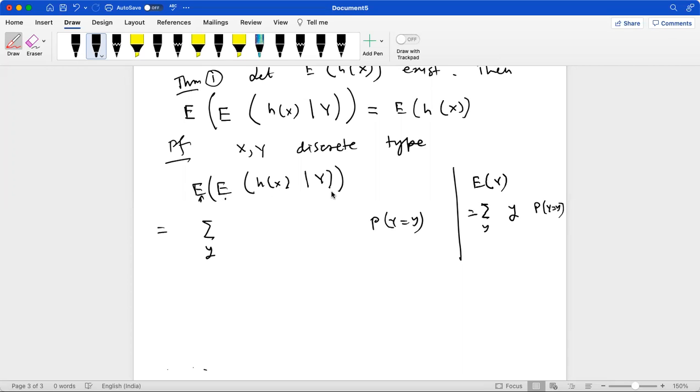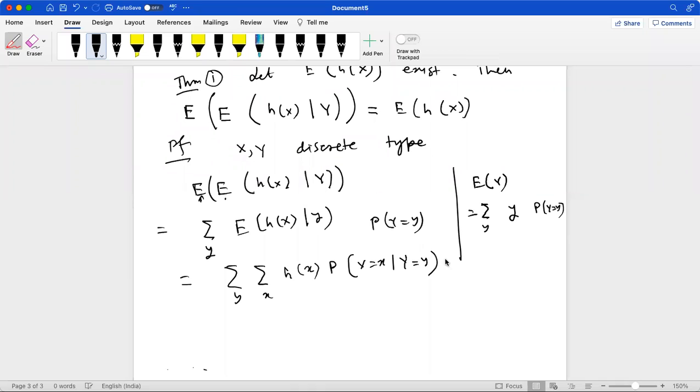Say this is a Z. Now we have to find, when capital Y equal to small y, what is the value of this random variable? The value of this random variable is just this, given small y. And by definition, what is this? By definition, this expectation is the sum over x of h(x), and the conditional probability X equal to x given Y equal to y, and one more probability of Y equal to y is there.